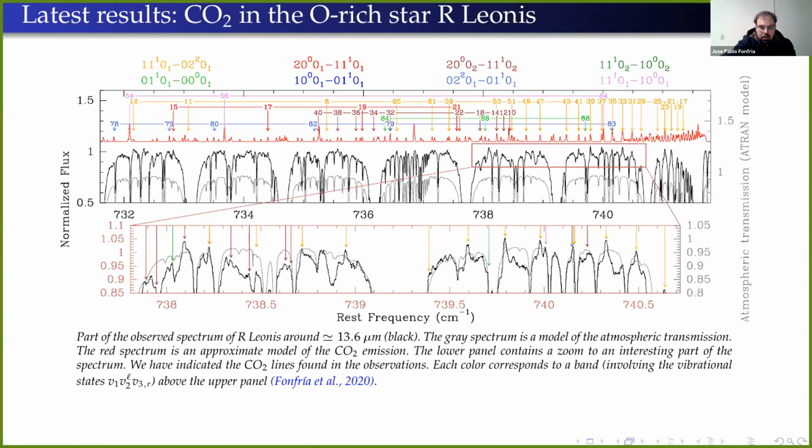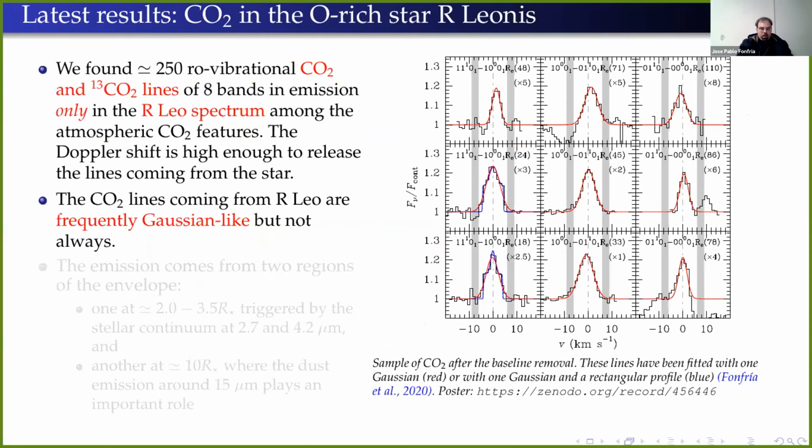You can see all the features in the spectrum, in the synthetic spectrum over here, and here in this panel, very clear here and here and here. We found between the telluric features about 250 lines of CO2 and 13CO2, most of which are vibrationally excited. Most of the CO2 lines show Gaussian-like profiles, and their widths are about 5 kilometers per second once the effects of the spectral resolution have been removed.